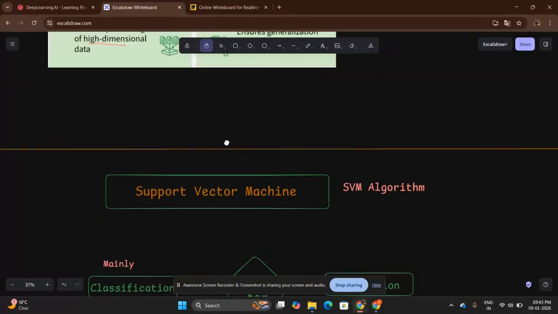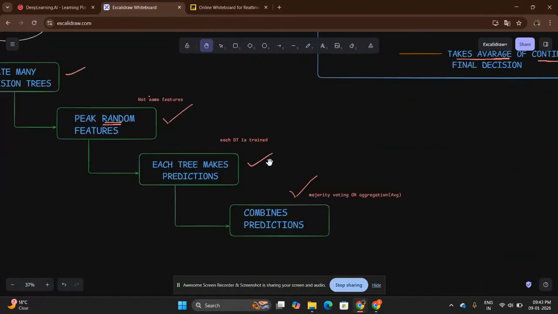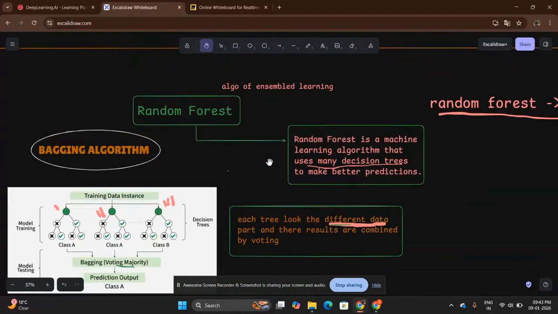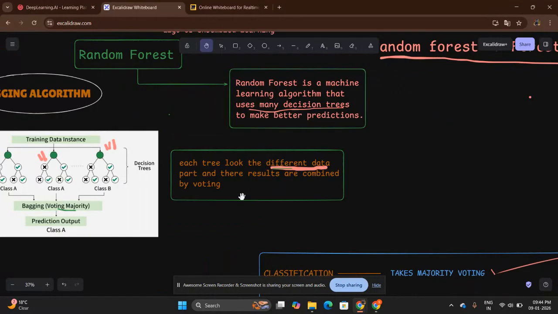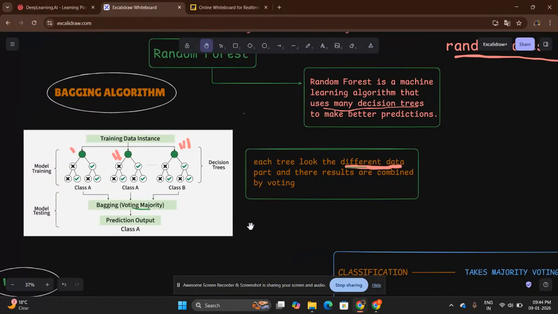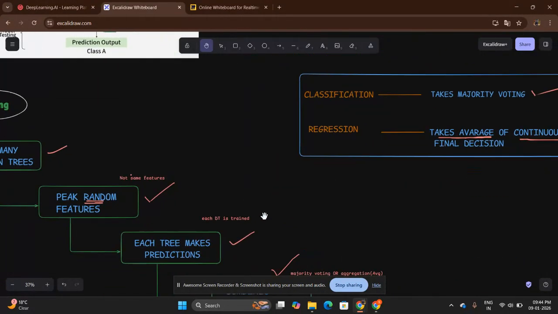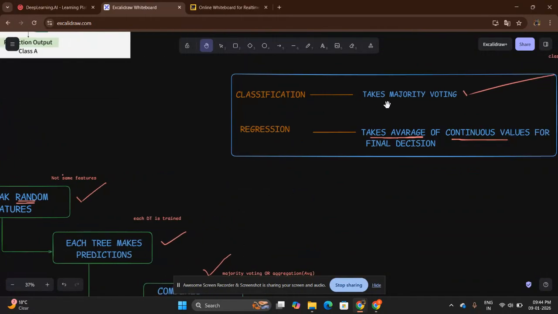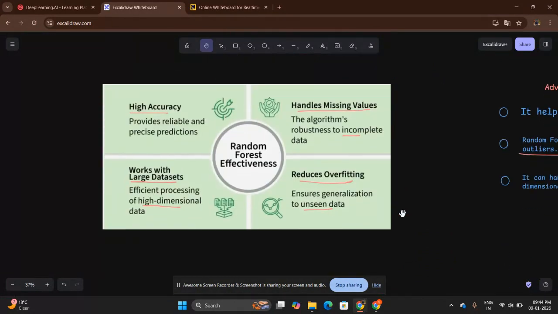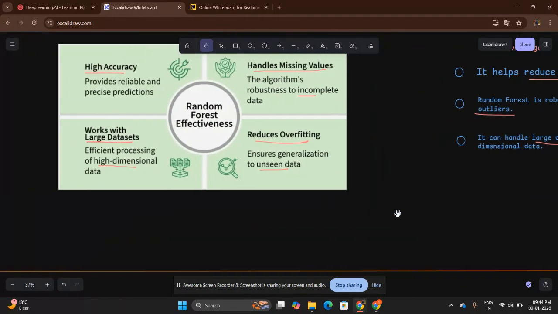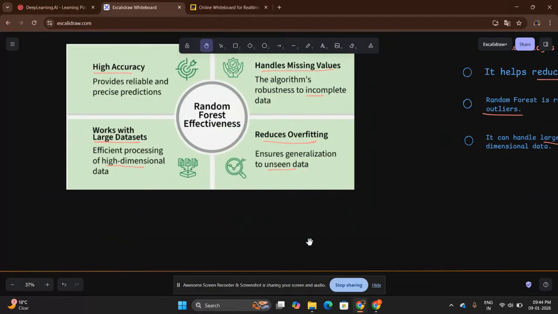So in our previous lecture, we have seen the random forest algorithm, its definition and its meaning in a simple way, that is a forest of decision trees. Where and how the decision trees are going to be used in the random forest. For the classification problem, how the random forest takes the majority voting. For regression, how it takes the average for the continuous values. Its proper working, advantages, disadvantages, all things we have covered in our previous lecture. So I encourage you to watch the video.